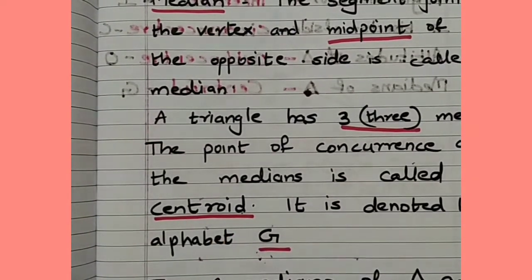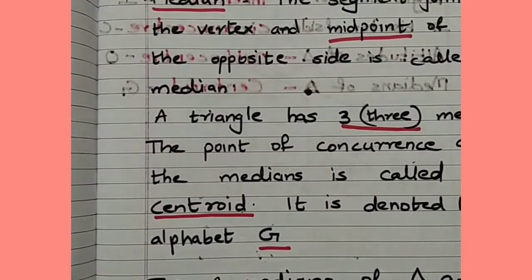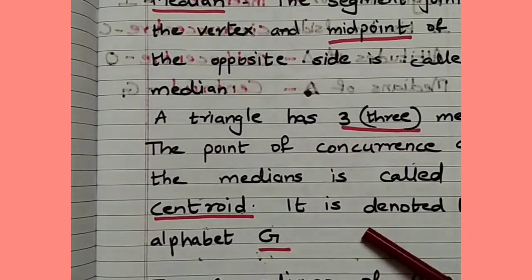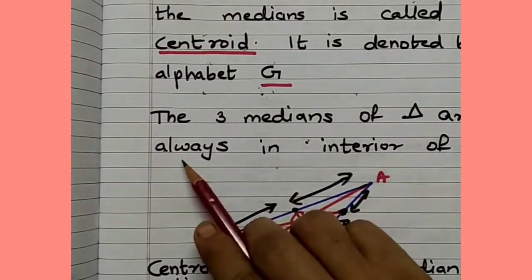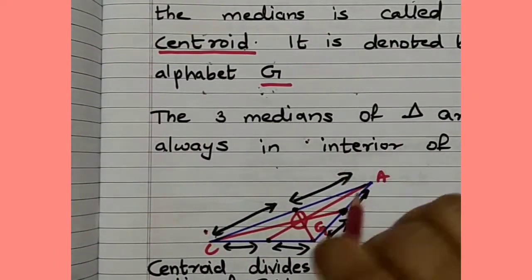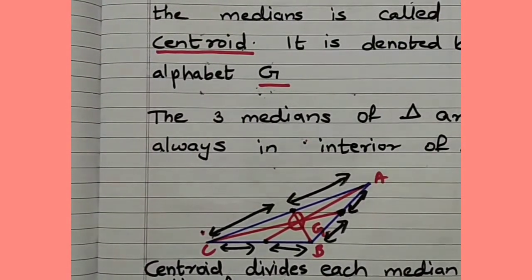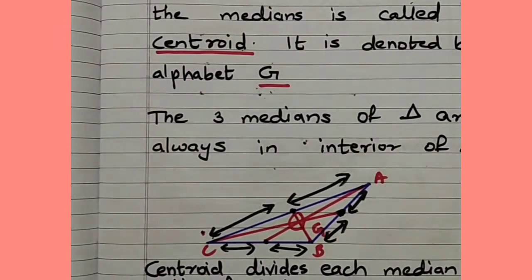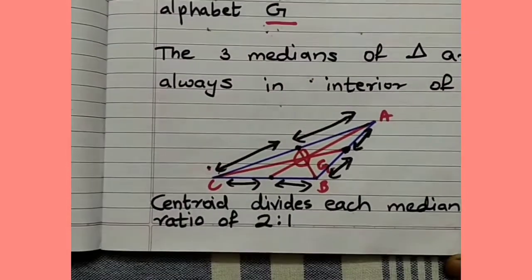So we have learned 4 points of concurrence up till now. Last year we learned about incenter, circumcenter, and today we have learned about orthocenter, and now we are learning about centroid. And the centroid is denoted by the letter G. Now the three medians of a triangle are always in the interior. Remember, like altitudes, the point of concurrence of medians will never be on the triangle or outside the triangle. It will always be inside the triangle.